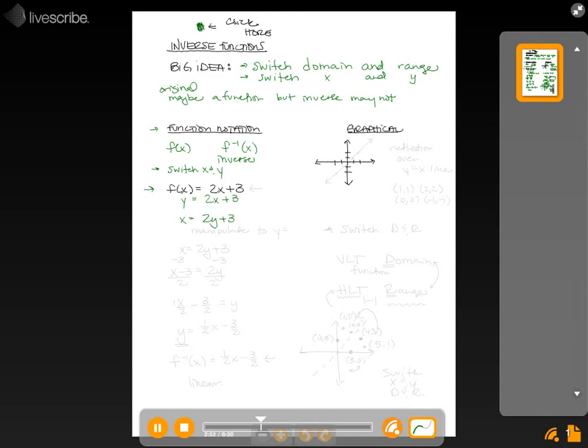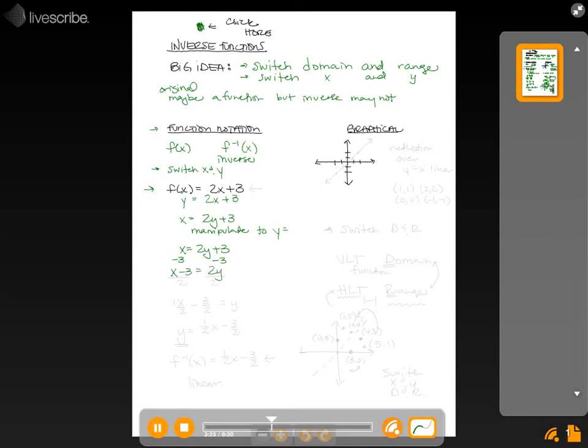Now we want to manipulate this so it's back to y equals. That way we can swap the y out for the f to the negative 1 of x, the inverse of x, or the inverse function of x. So let's look at that. We want to get it to y equals. I'm going to rewrite x equals 2y plus 3. Well, our first move would be to subtract 3. That would give us x minus 3 equals 2y.